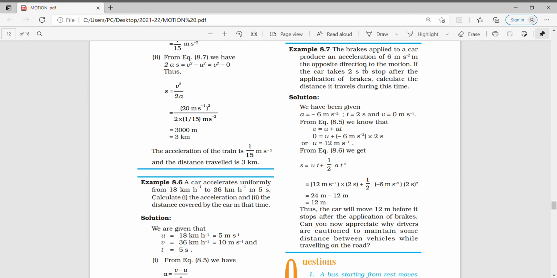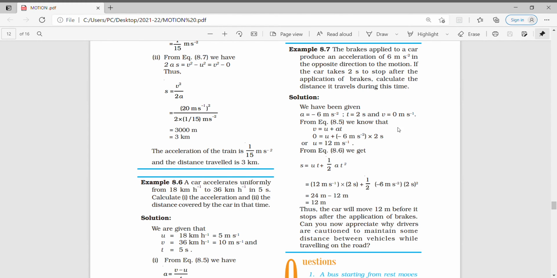If the car takes 2 seconds to stop after the application of brakes, calculate the distance it travels during this time. So as I have told, a will be minus 6 meter per second square, time will be 2 seconds, and the body comes to rest. Therefore, final velocity will be 0. And we have to calculate the distance covered.